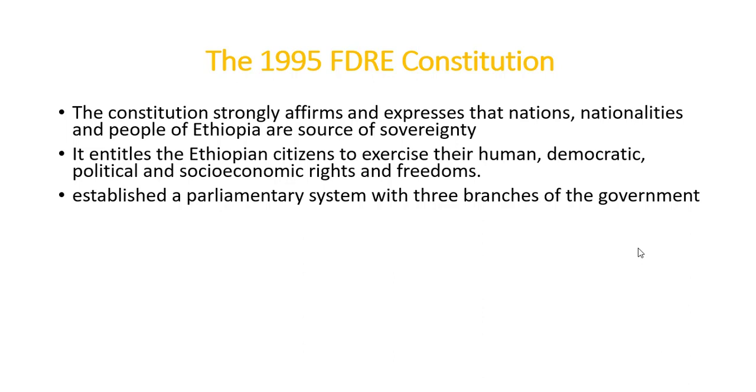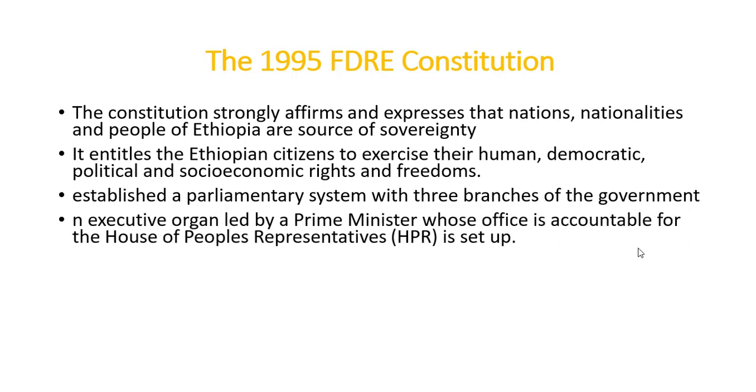An executive organ led by the Prime Minister, whose office is accountable to the House of Peoples' Representatives, is set up. The executive branch includes the President, the Prime Minister, the Council of State, and the Council of Ministers. The President is elected by both legislative chambers for a six-year term, and the leader of the largest party in the lower chamber becomes the Prime Minister, who submits cabinet ministers for the chamber's approval, and all ministers serve for the duration of the legislative session.